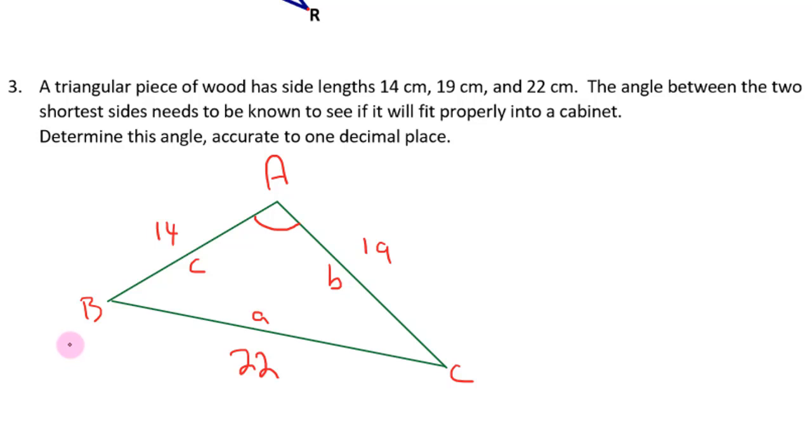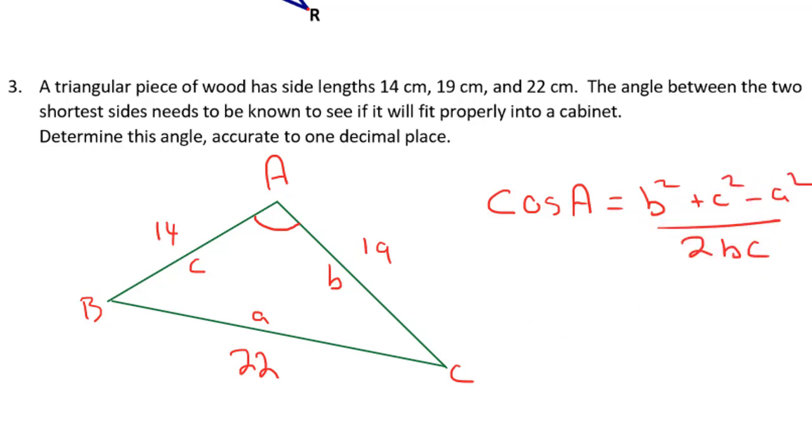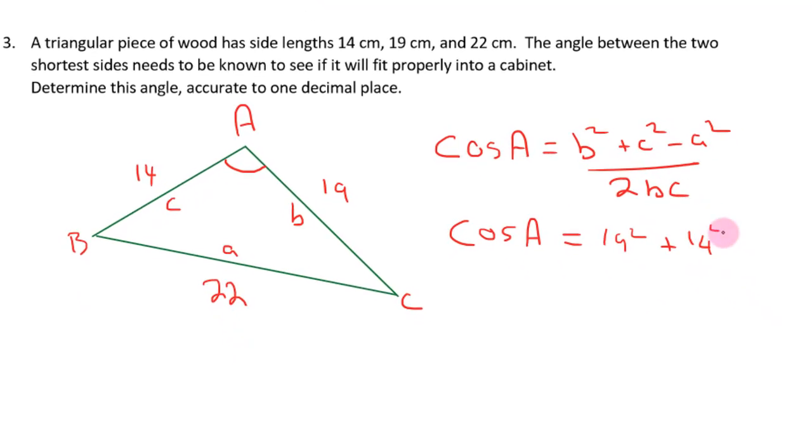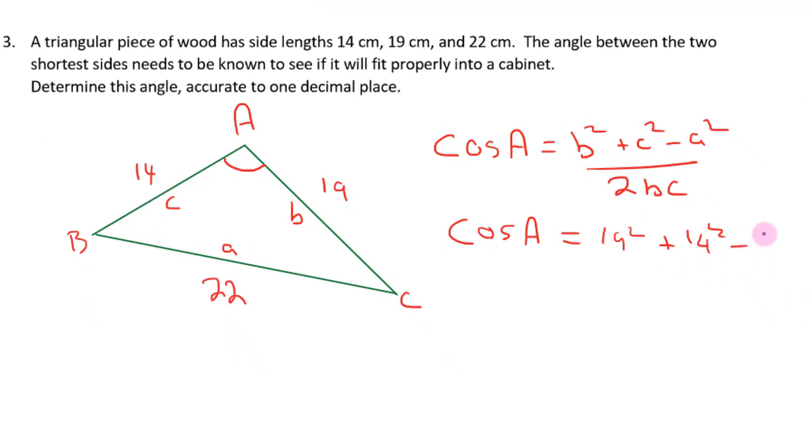To calculate an angle using the cosine law, we need to know all three sides, and we have been given all three sides. So to calculate the cosine of A, I'm going to use the formula b squared plus c squared minus a squared, divided by 2bc. I'm going to plug in what I know to calculate cosine of A. b is 19, so 19 squared, plus c is 14, so 14 squared, minus a, which is 22, so 22 squared, all divided by 2 times 19 times 14.